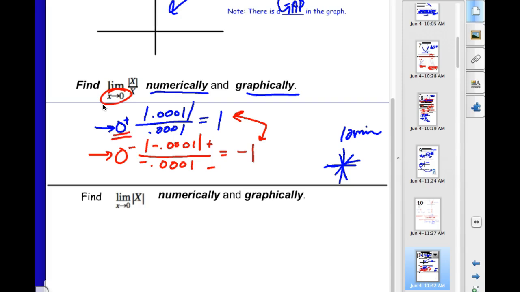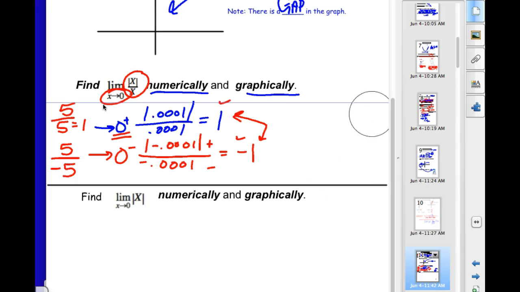Suppose I went farther to the right at, say, 5. I would have the absolute value of 5 over 5, which is again 1. Well, what if I chose from the left -5? I'd have the absolute value of -5, which is 5, over -5. I still get -1.